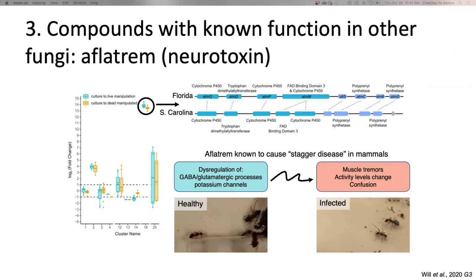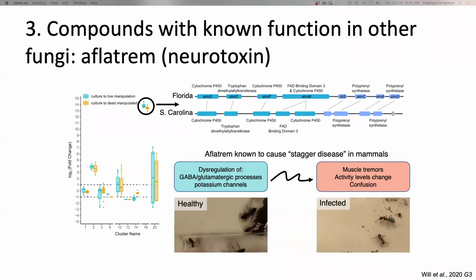Now, of course, these are all things that are hypothetical at the moment, right? So we only have our transcriptomics data that gives us these patterns, and from that we selected our candidate genes that we think are important.